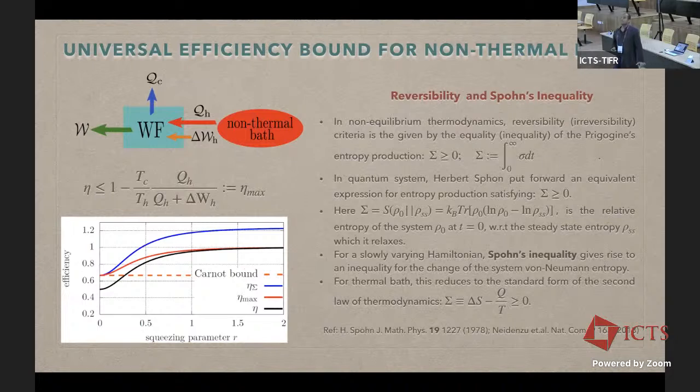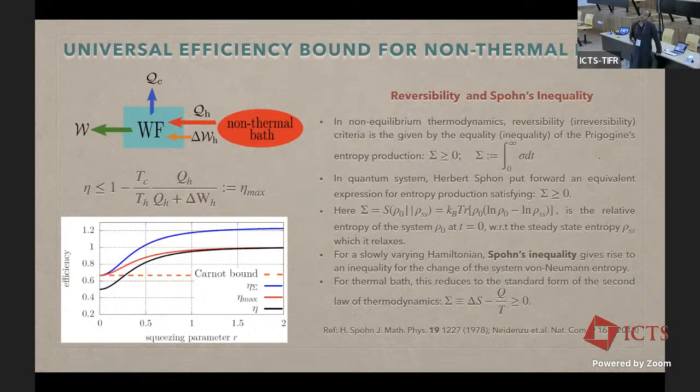Now, quite interesting is the following. This is eta, the efficiency, work W divided by QH. Eta max is this red line, so it is bounded by this. Carnot is here. You see that for a non-thermal bath, the efficiency, this eta max, can be above Carnot. But definitely it is bounded by 1. It cannot be greater than 1. On the other hand, see the blue line, it is above 1.